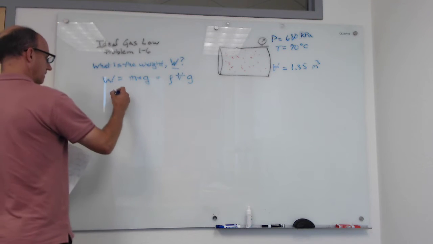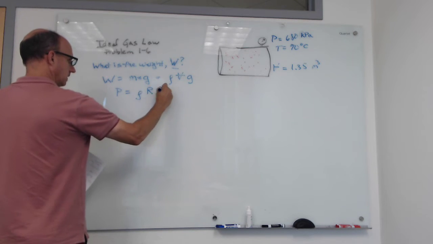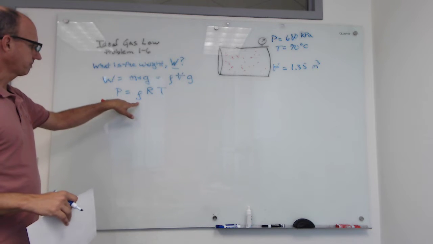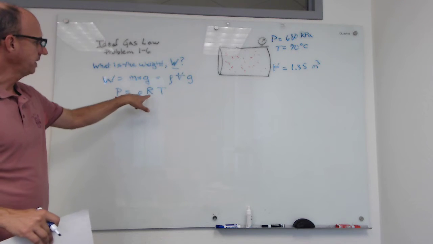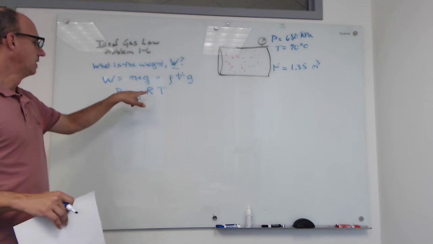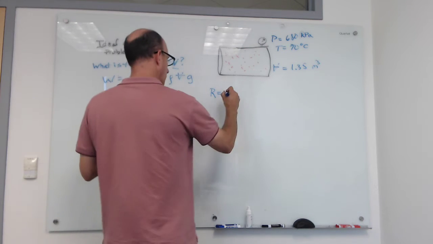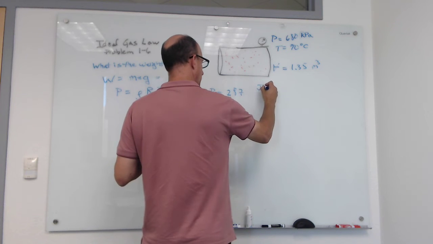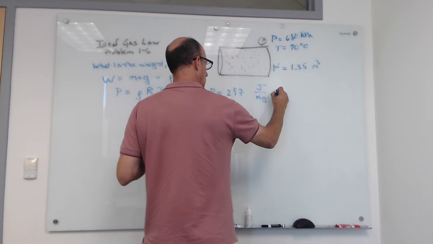And that's done through the ideal gas law. So pressure is equal to rho times R times T. So pressure equal density times the gas constant times temperature. Key thing here is that the gas constant R in this form will depend on the gas. For air, when you're working with air, R is equal to 287 joules per kilogram per Kelvin.